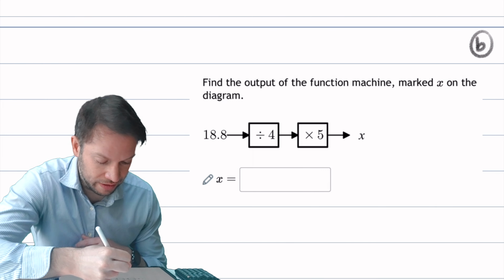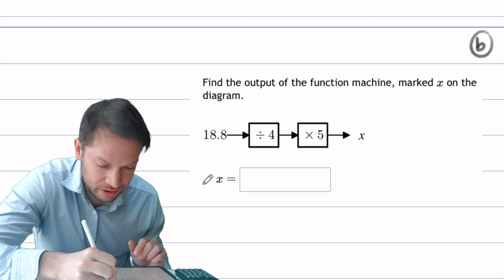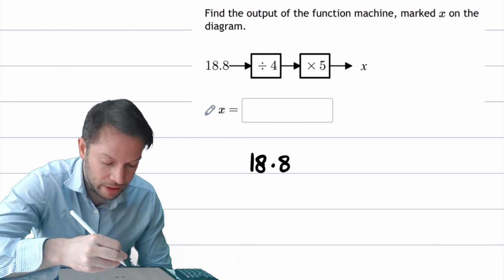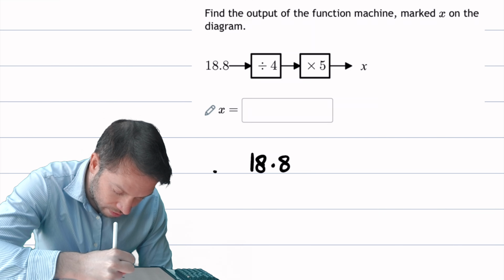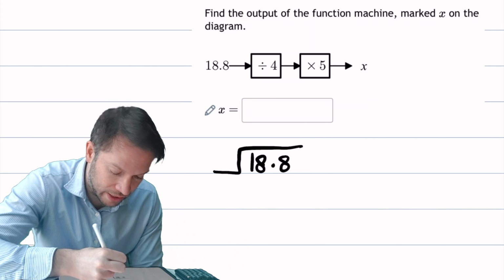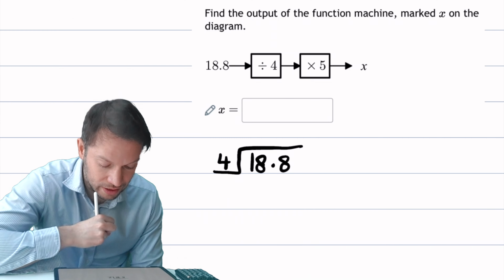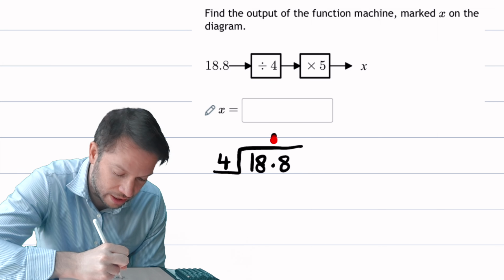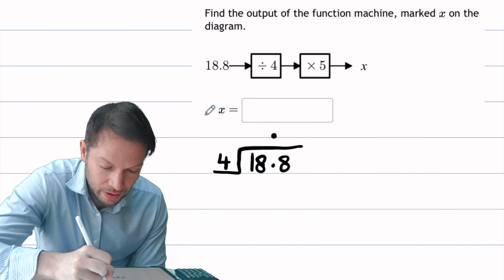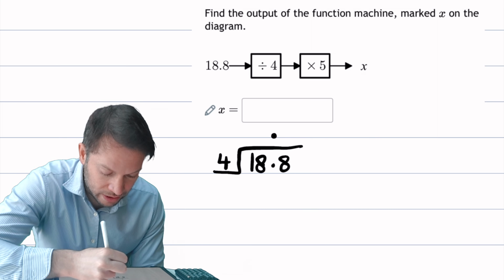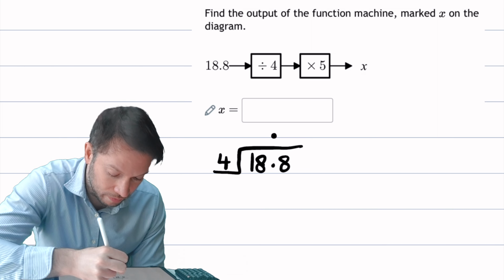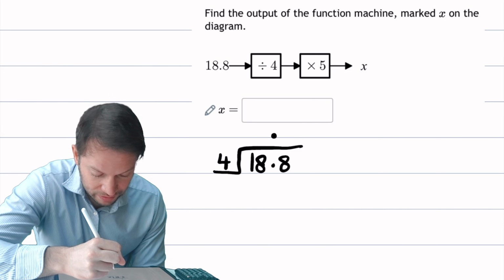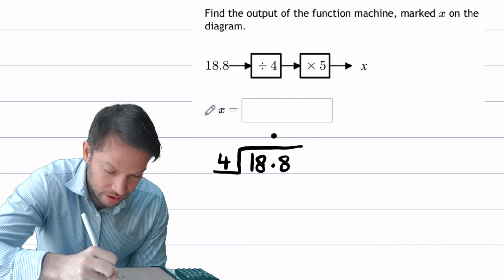Well, let's work out what that is to find out what's coming out of this first box. We're going to do 18.8 divided by 4. And the way we can do that is using a sort of bus stop type method. So 18.8 divided by 4, like that. Remember, we put the decimal point so that these decimal points are lined up like this, right? So what we now do is we say 4 into 18. How many times does it go? Well, it is 4 whole times.